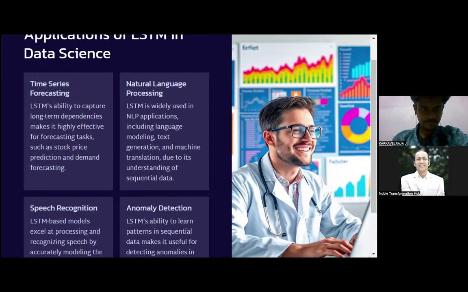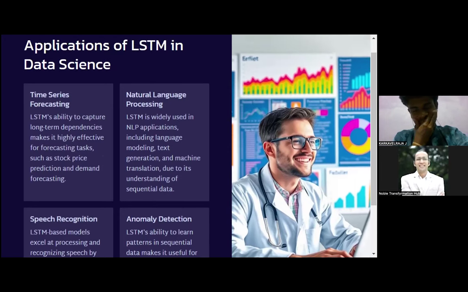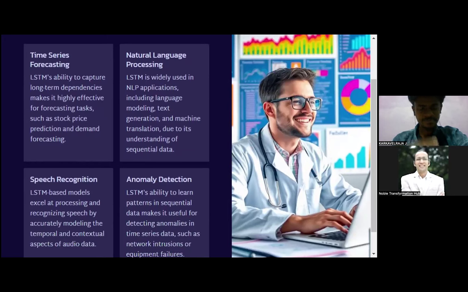So, guys, applications of LSTM in data science. Time series forecasting is one thing. Natural language processing (NLP) is another. Speech recognition and anomaly detection are the others. You can apply this wherever you have scope in the industry, in n number of industries. If you have problem statements connecting to these four things, you can go and apply it.